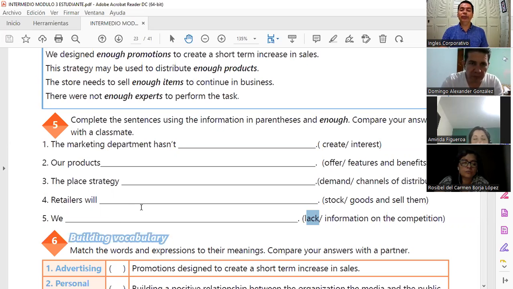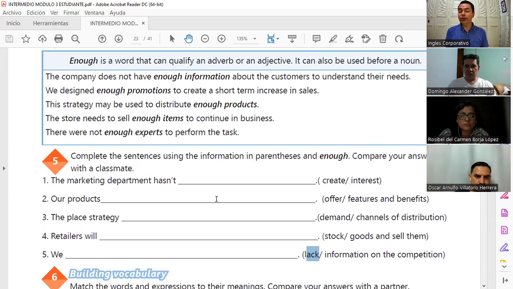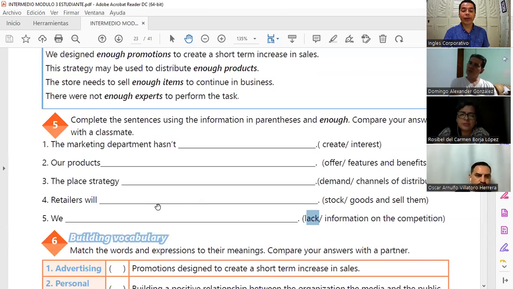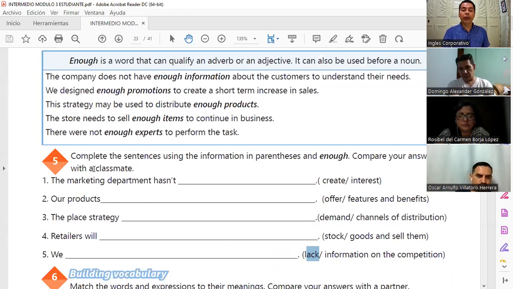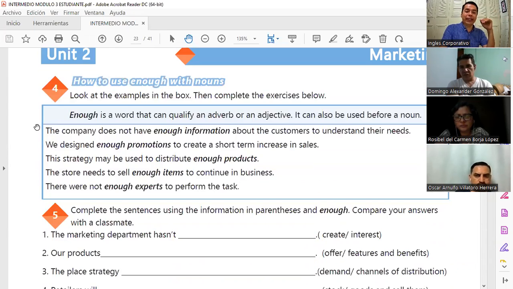Okay, class, any question? Now, you can use enough with adjectives. We can use enough with nouns, right? This is the grammar. Questions, please tell me. No questions? When enough is used with nouns, is it first enough, then the noun? In what number, Rosibel? No, when we use nouns. Ah, in general. In general, uh-huh. First enough, then the noun. Correct, totally correct. First enough and then the noun.